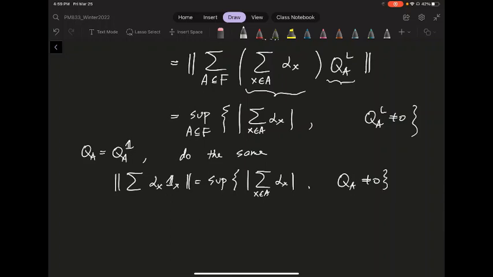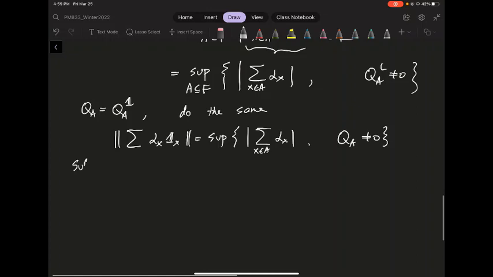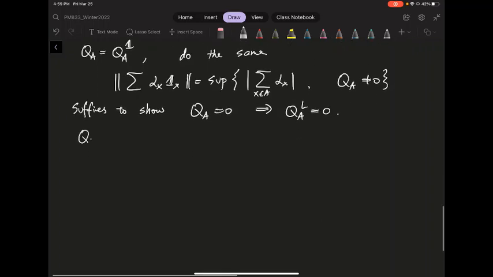So if you want to have the first supremum be less than or equal to the second supremum, well, essentially what you need to show is that if your QA is equal to 0, then QAL has to be equal to 0 as well. Okay, so it suffices to show that if QA is equal to 0, then QAL is also equal to 0. In other words, if your QAL is non-zero, then QA also has to be non-zero. So the second one is always taking a sup over a larger subset, right? And to show that, let's suppose QA is equal to 0.